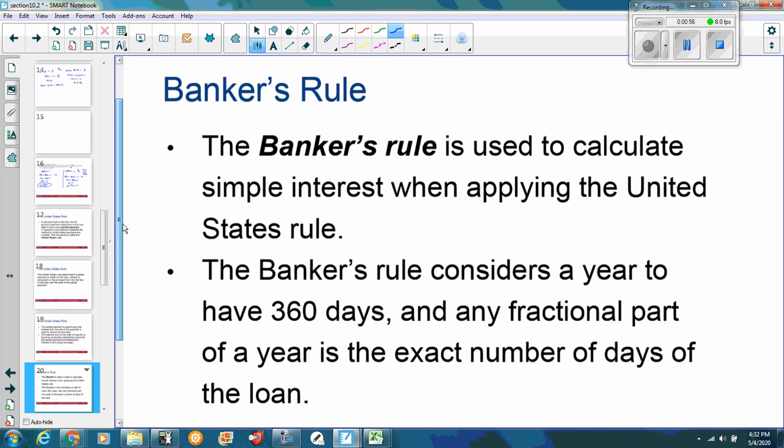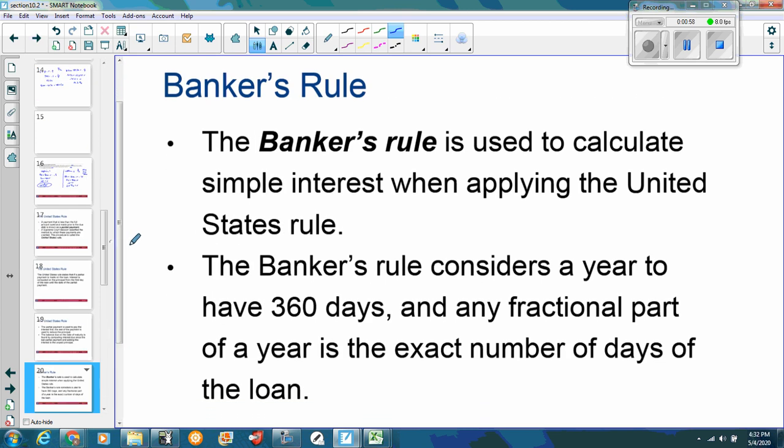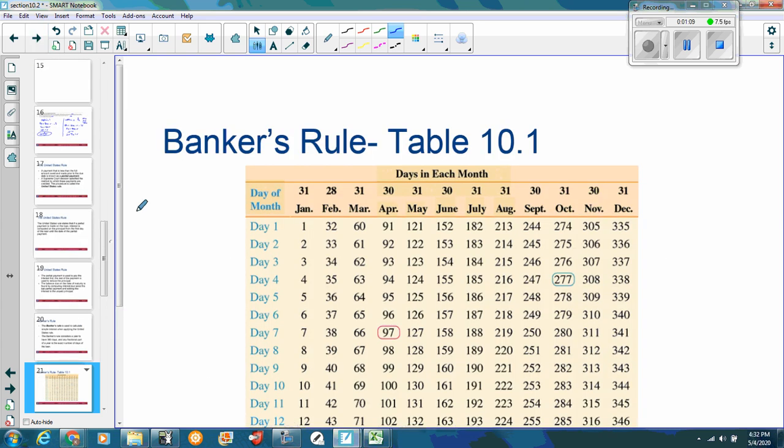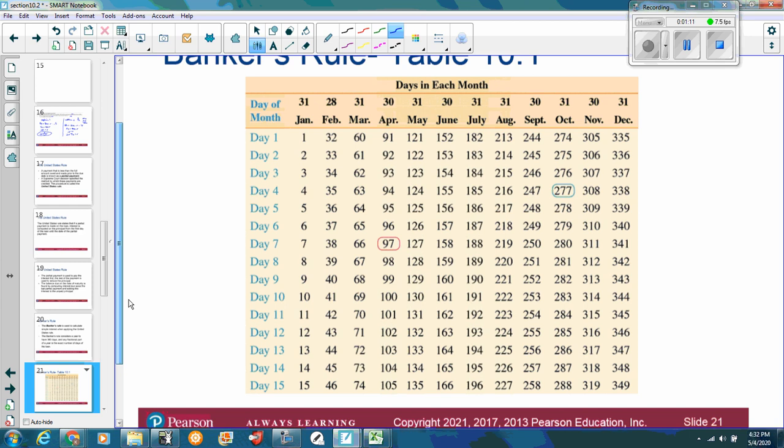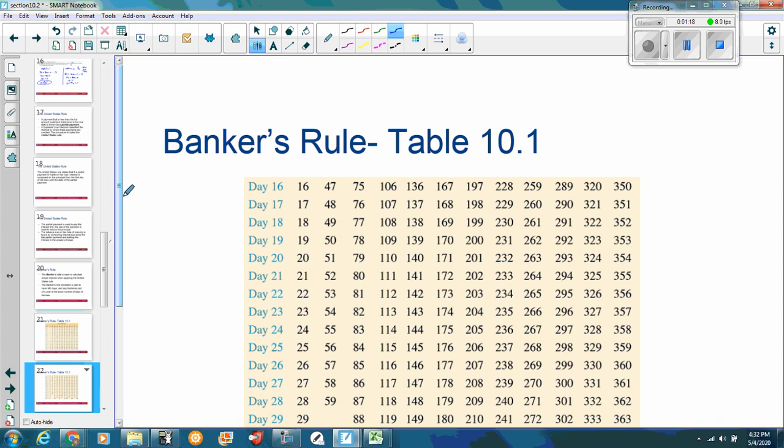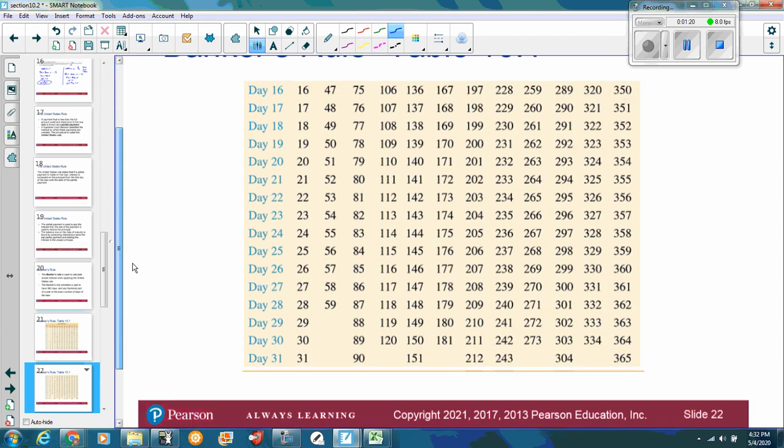So in this, they use the banker's rule to calculate the simple interest when applying the United States rule. Remembering again, there's only 360 days in a year with the banker's rule. So they have a chart so you can figure out what day it is. We're going to go back to that chart. It's important that you look at that chart, or if you need it, go back to it to do these problems.